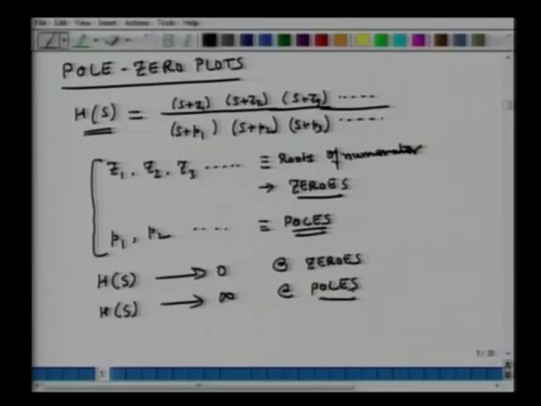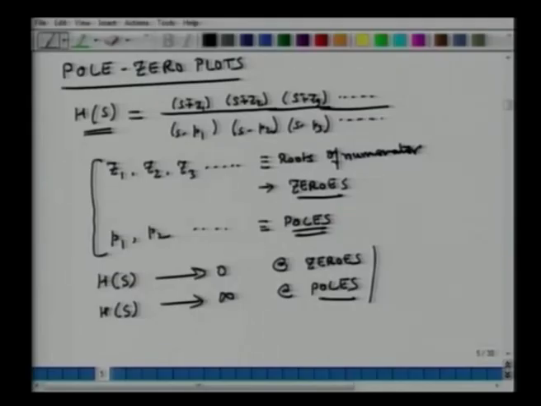Actually, I made a small error here. These should be S minus Z1, S minus Z2, S minus Z3. Similarly, here I should be having S minus P1, S minus P2, and S minus P3, and so on and so forth.